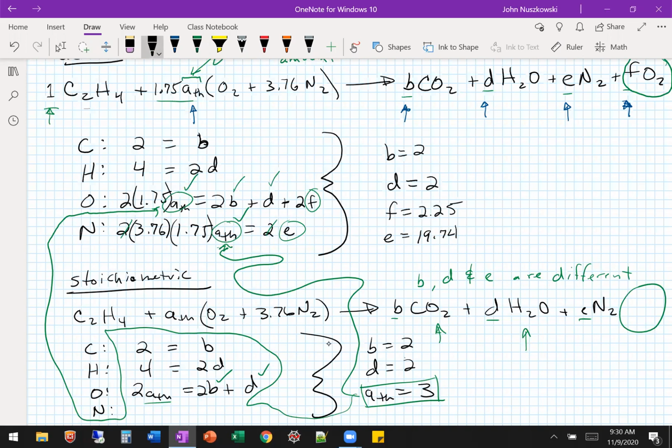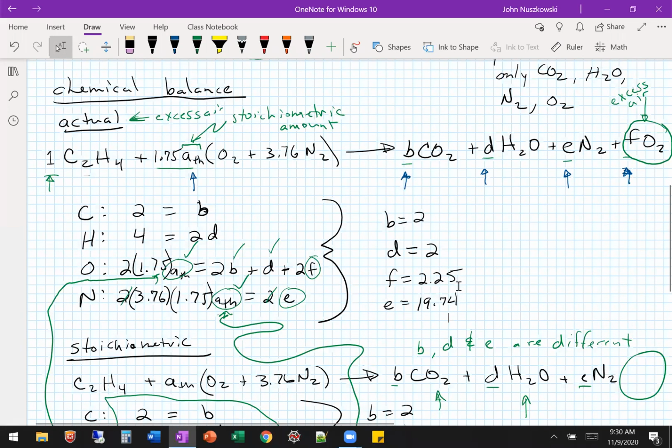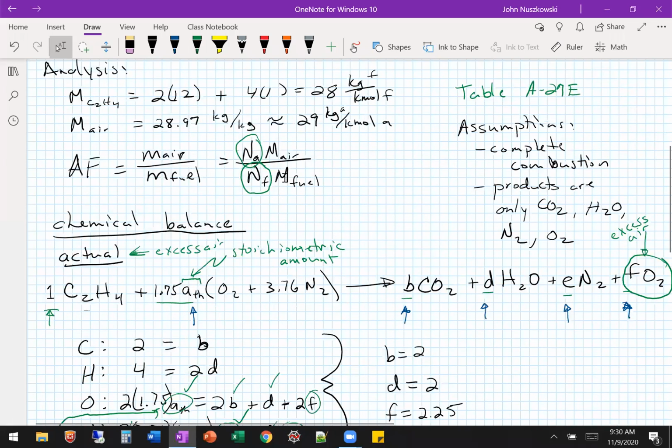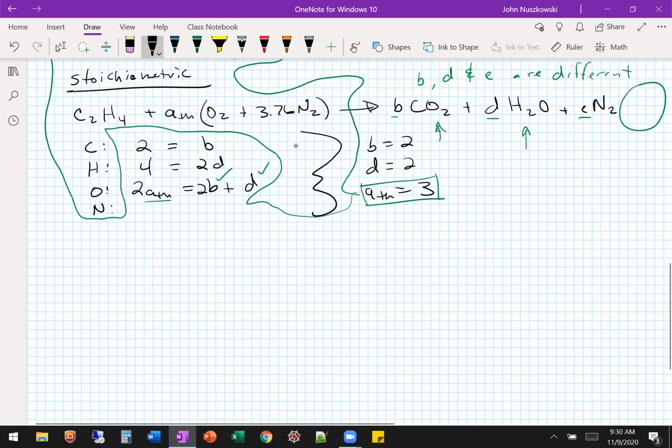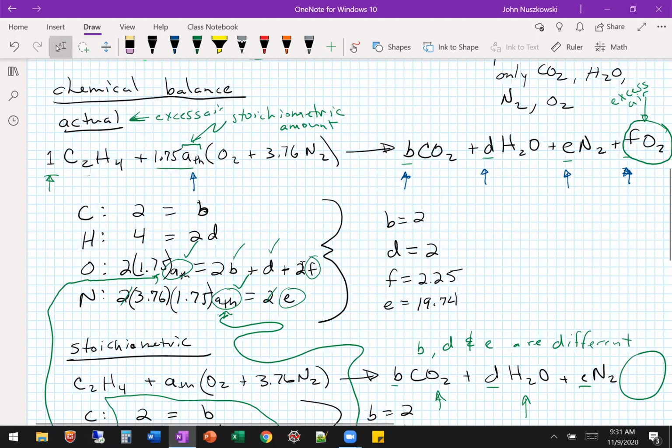Any questions? All right, so let's go back. Now we're back up here to our air to fuel ratio. So let me rewrite it. All right, so we need our moles of air. What is our moles of air?